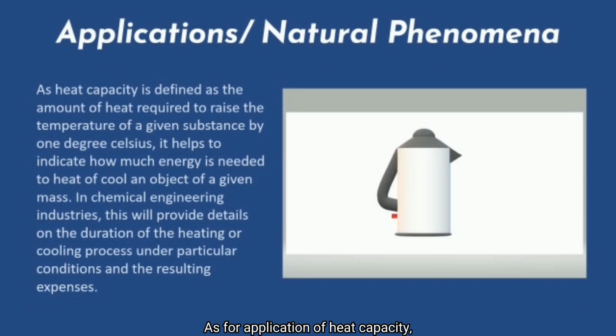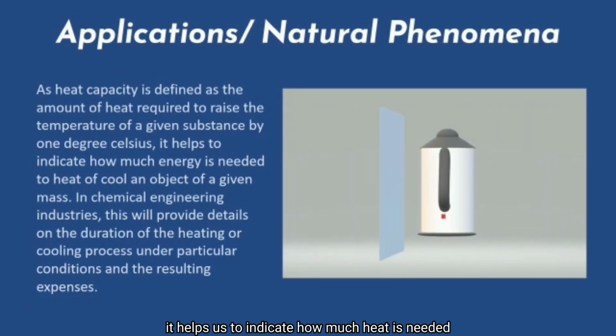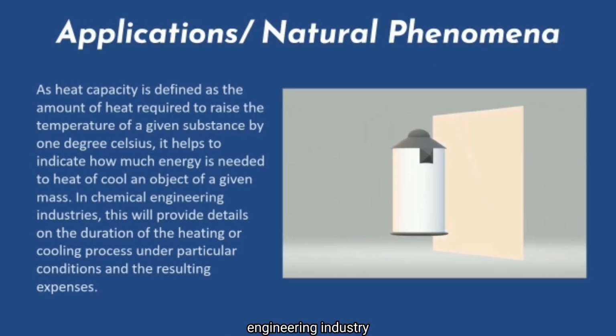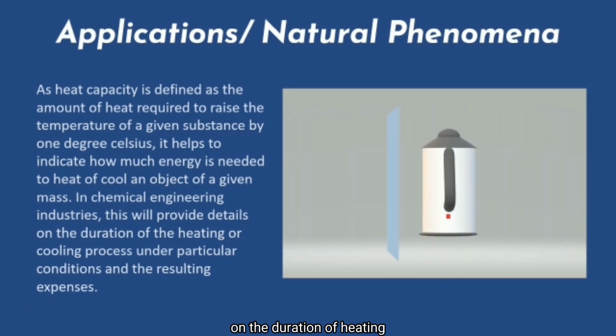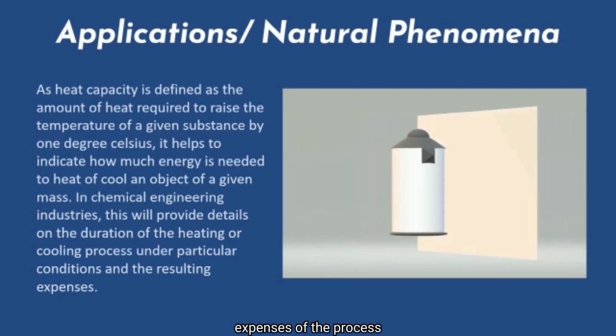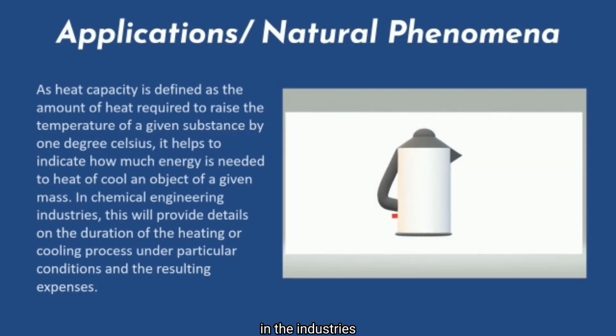As for application of heat capacity, according to the definition, heat capacity helps us to indicate how much heat is needed to heat or cool an object. When we relate this to the chemical engineering industry, this helps to provide details on the duration of heating or cooling process under particular conditions and the resulting expenses of the process. Most importantly, it is one of the ways to save the production cost in the industries.